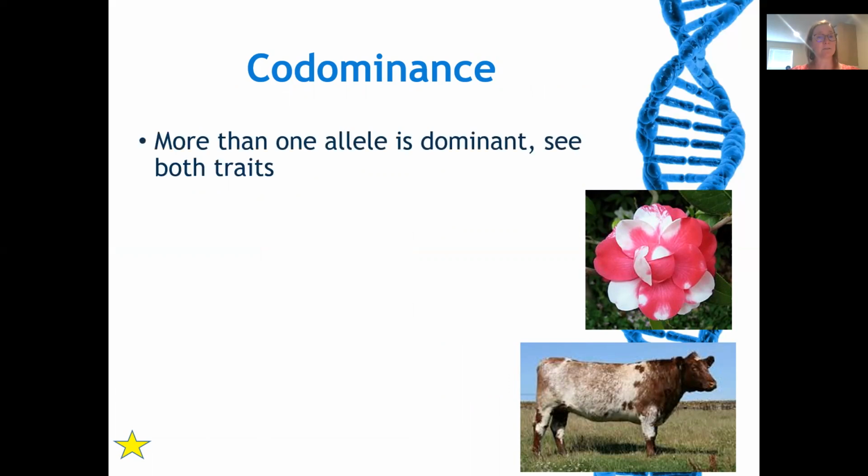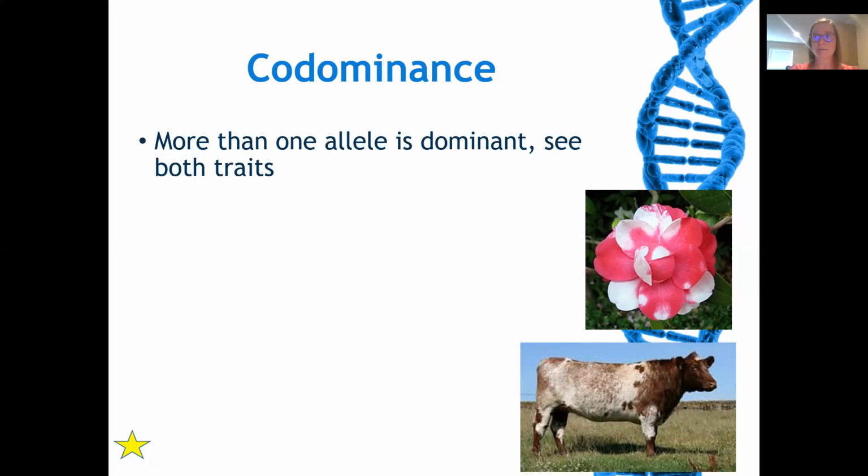Now, it often gets confused with codominance. Codominance is when more than one allele is dominant. Both are dominant, so you see both traits. It's not a blending. Both are expressed. In this species of flower, its alleles have a codominant relationship where we see some red or dark pink and some white. It's not like a lighter pink. All the petals are not a lighter pink.